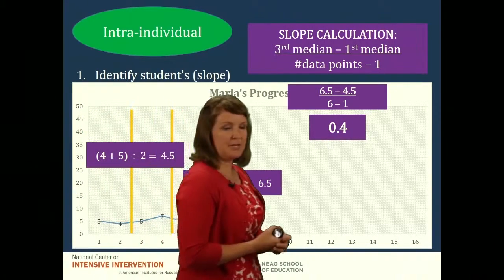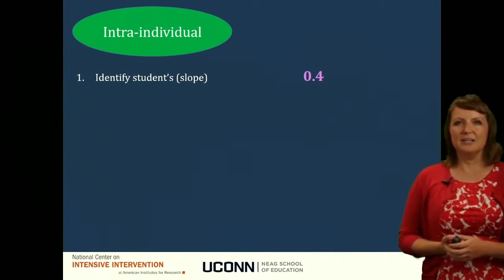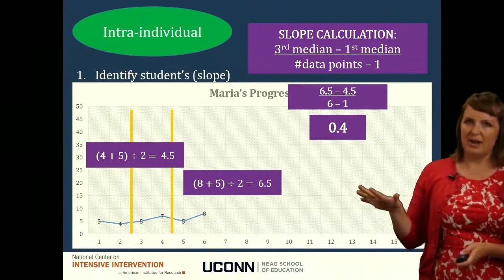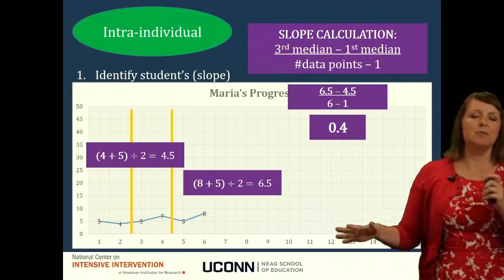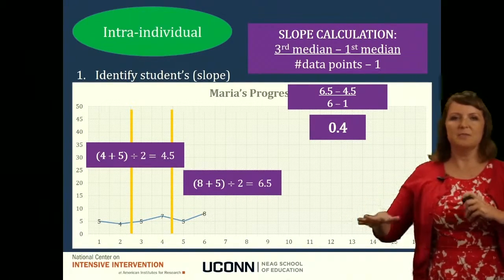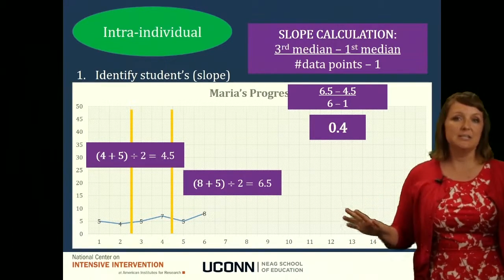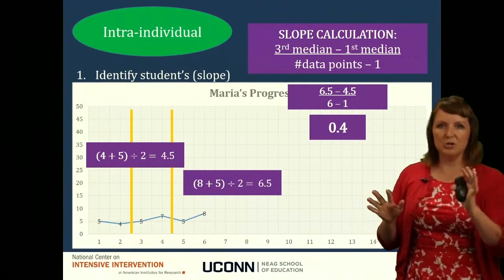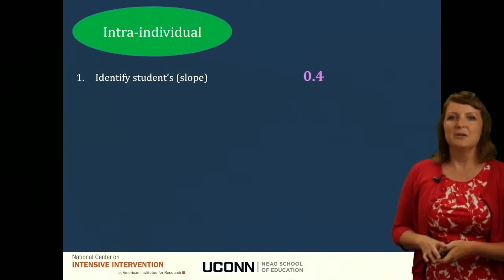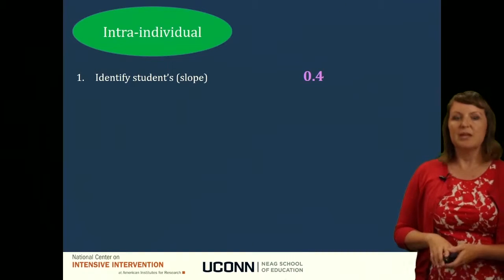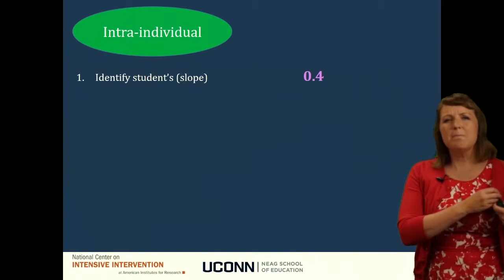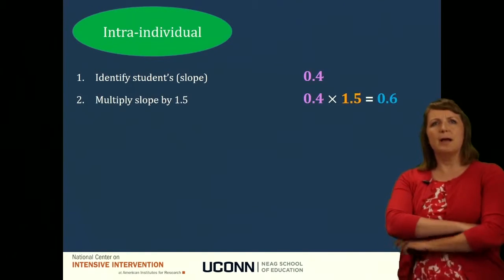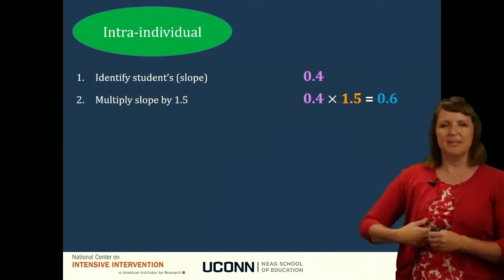That is Maria's slope. So I've got that slope. It took a little while to figure that out, but once you know that third median data point minus the first, divided by the number of data points minus 1, it's very, very easy to calculate students' slope. Don't be intimidated by it, okay? So we've got Maria's slope, 4/10. Now I'm going to multiply that slope by 1 and 5/10.